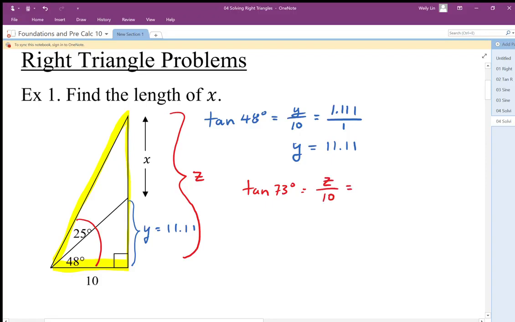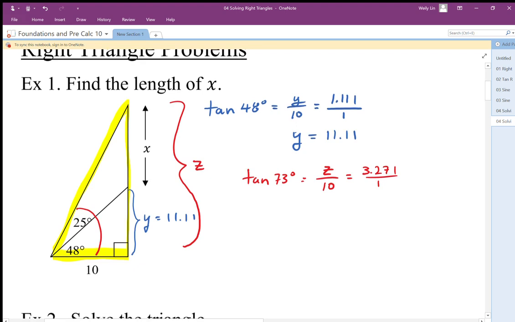And from my calculator, I need something I can work with. I need some ratios. I need to convert that angle into a ratio. So I go tan 73 degrees. I end up with 3.2708, so I'm going to round that to 3.271. And again, although there's only one number, we know that that number really is a comparison to 1. And then solving algebraically for Z, I get 32.71.